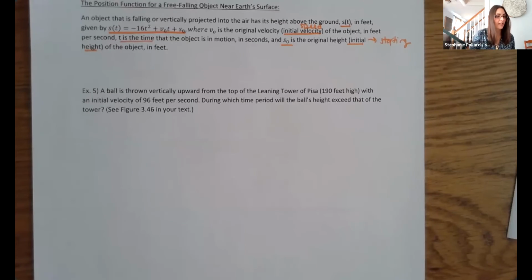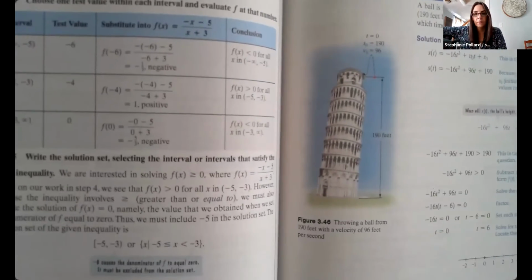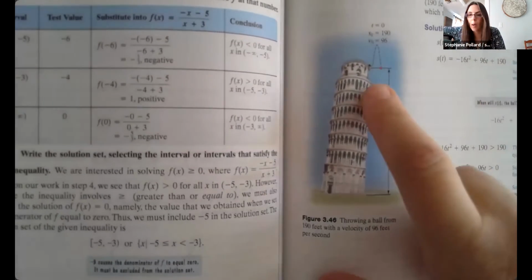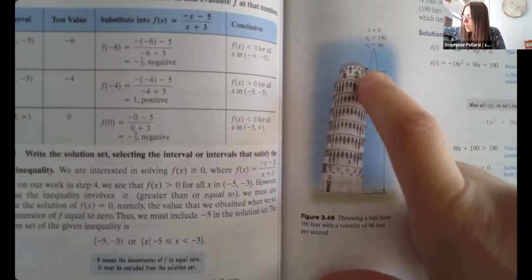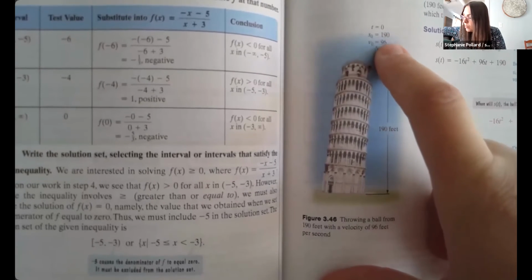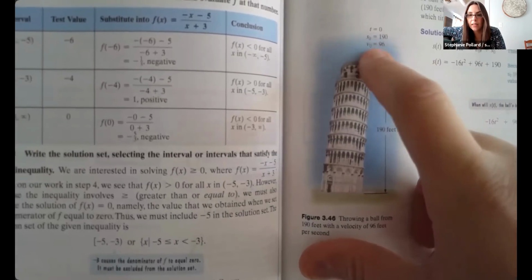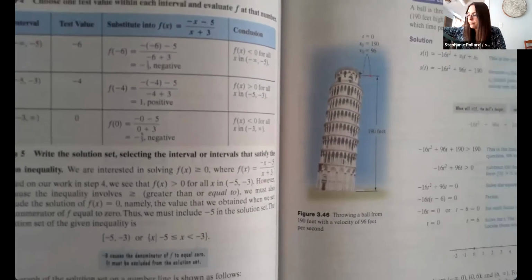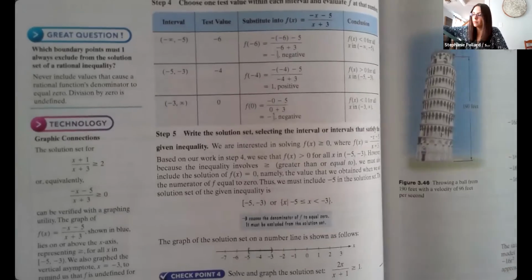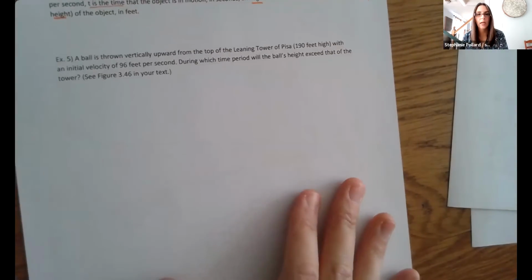Now your book does have an image of this, so let me just bring it over real quick. I didn't copy it into the lecture, but you can kind of see it here. So here's someone sitting on top of the Leaning Tower of Pisa. They're going to throw this ball upward. It's going to go up higher than the tower, and then eventually it will fall back down, right? So our question is, when is it higher than the tower? That's really what we're looking at. So let me just kind of draw a quick graph here of that, or I guess not a graph, a picture.